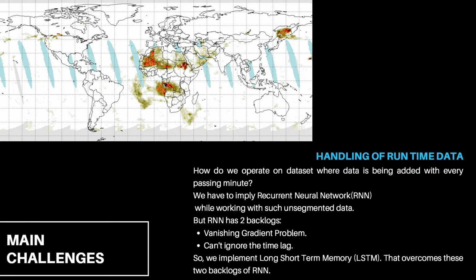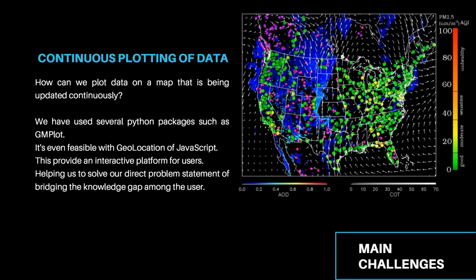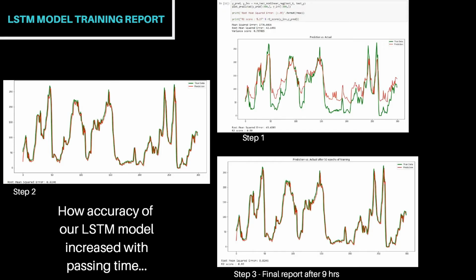Now, since there was a runtime data, there were officially two backlogs because of using recurrent neural networks, which was the vanishing gradient problem and the time lag. This was eventually overcome by using LSTM. So this allowed us for the continuous plotting of our data on Google Maps using gmplot as well as Google Maps API. So as we trained the LSTM model, as you can see, the accuracy continuously improved over the epochs while the error rate decreased.